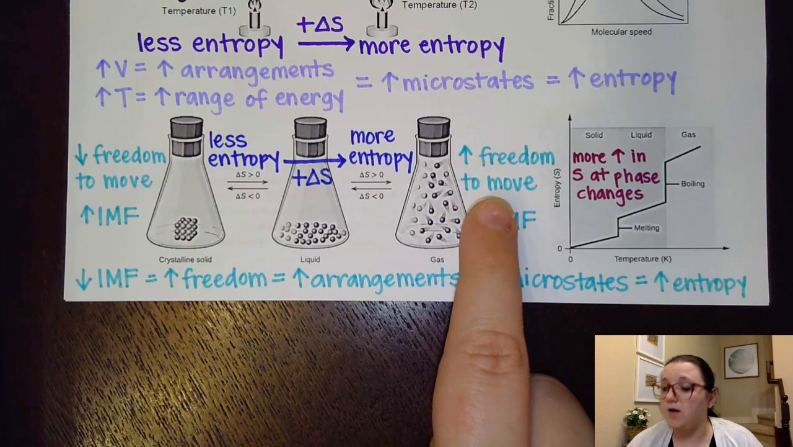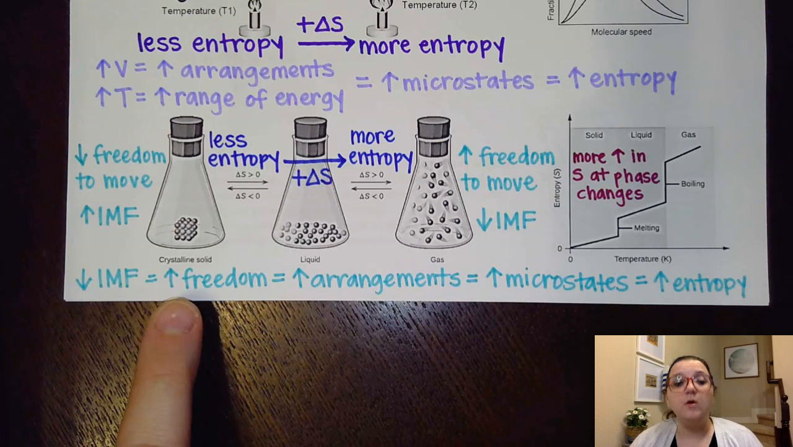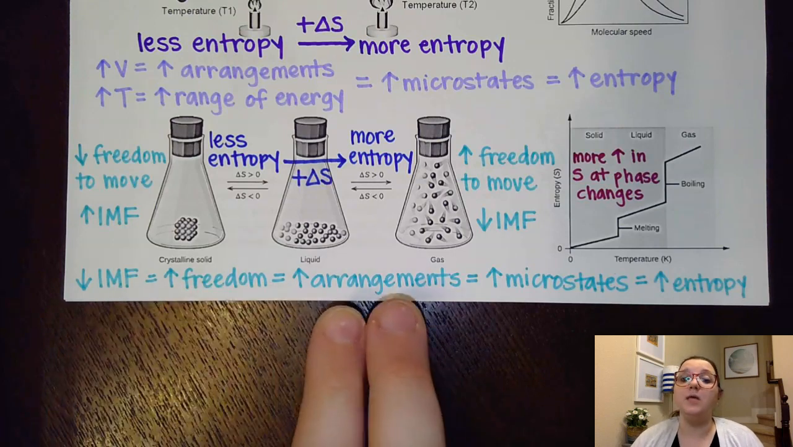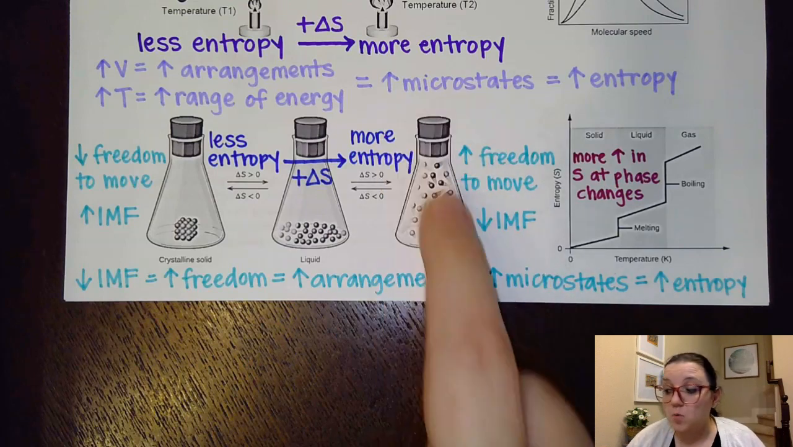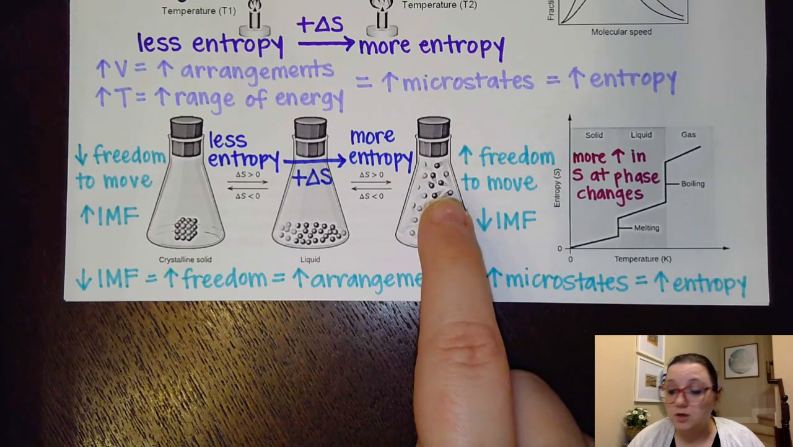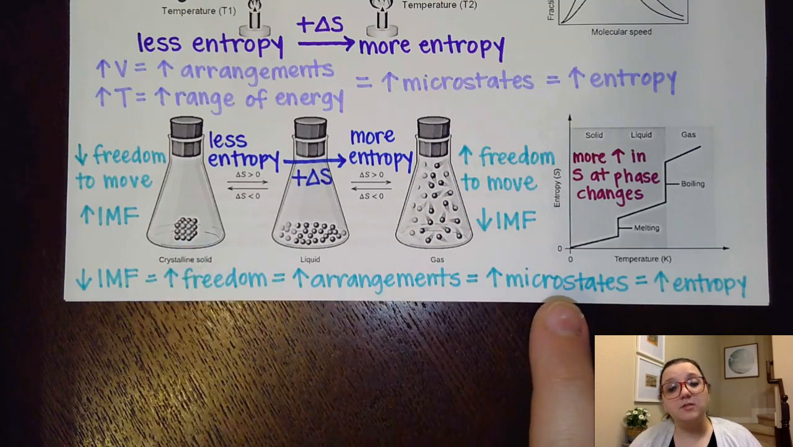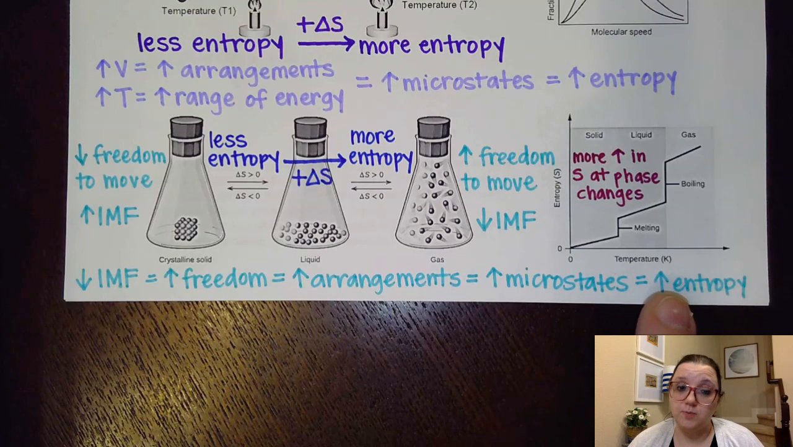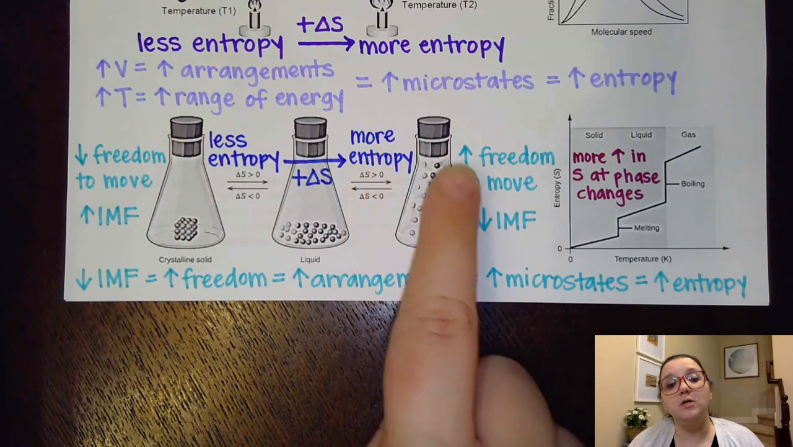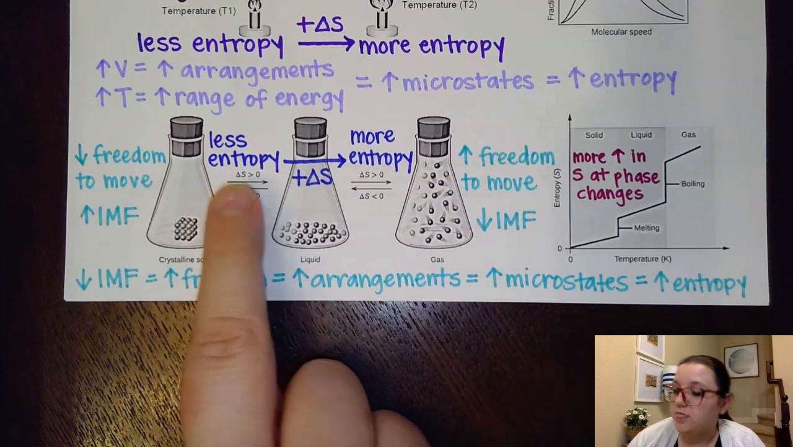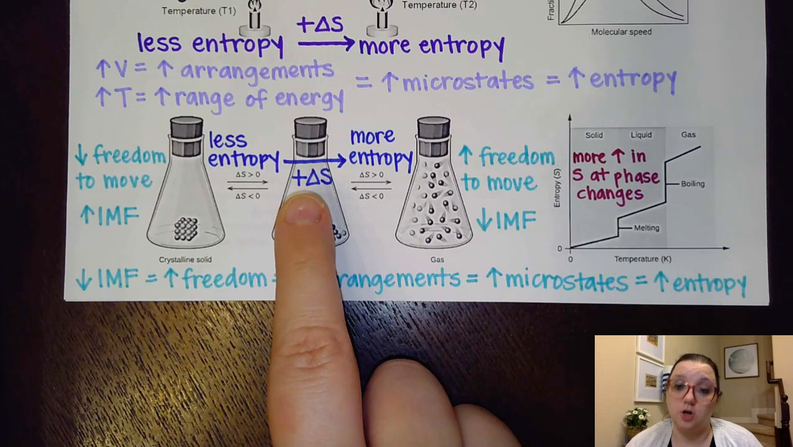And so I'm increasing the freedom that those molecules have to move around. And so if I decrease the IMFs or increase the freedom to move, both of those things would end up increasing the arrangements of those molecules. There's a lot more ways to arrange the molecules over here than they were as a solid. So that would increase my microstates and that would increase our entropy. So again, I'm going from a less entropy situation to a more entropy situation. So in this direction, we should see a positive delta S change occur.